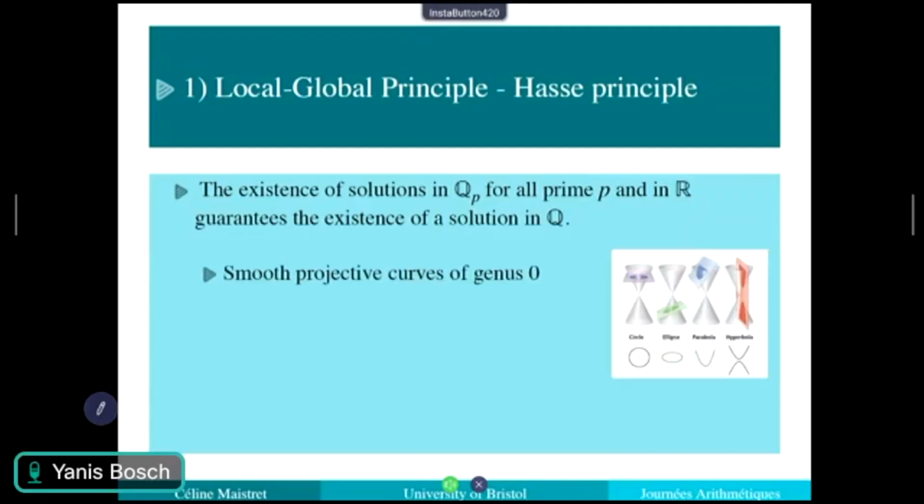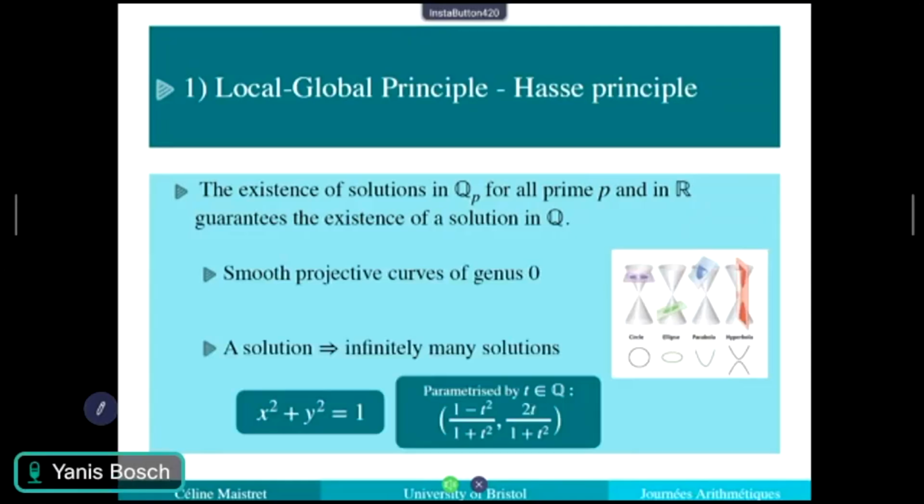In terms of curves, smooth projective curves of genus 0 do satisfy the local-global principle. Those are conic sections, which are represented here. And in addition, for those curves, if it turns out that there is a solution, then they have infinitely many solutions, and we can parameterize those. So in terms of solving the equation, this is complete. You find whether you have a solution over Q, you find a parameterization, and you've entirely described the rational solutions of your equation. Okay, so this is for genus 0 curves.